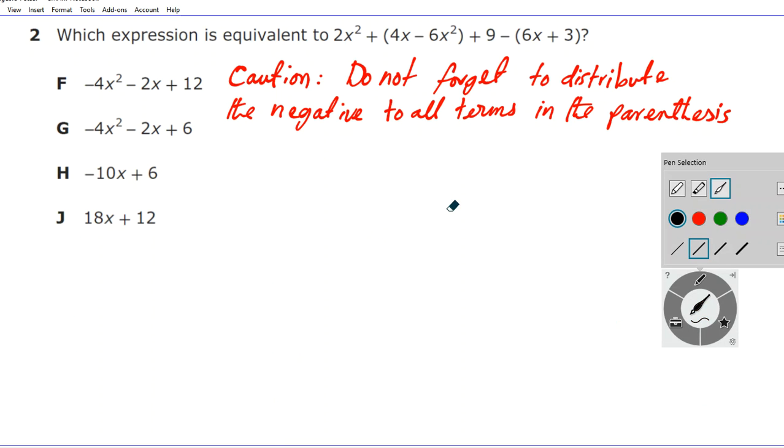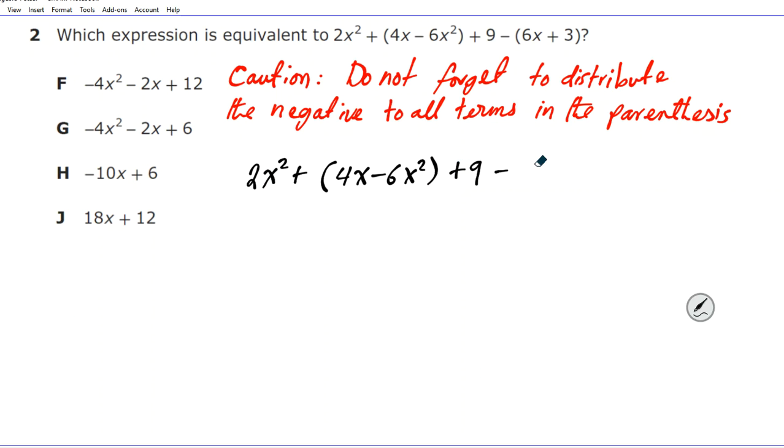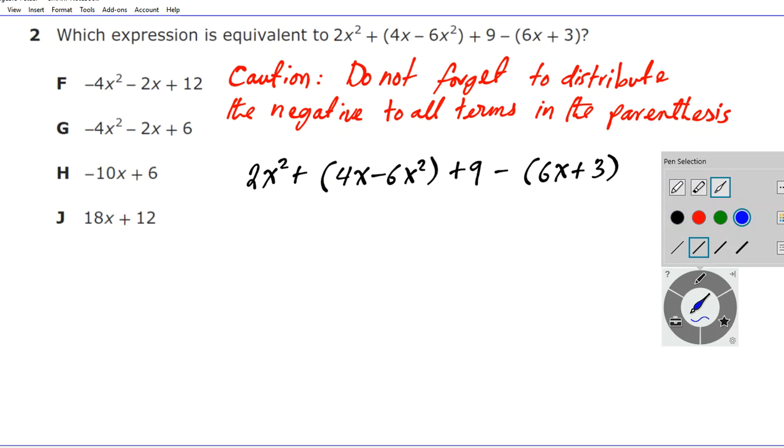We have 2x squared plus the quantity 4x minus 6x squared plus 9 minus 6x plus 3. Now here, imagine that there's an invisible 1. It's a multiplicative identity, so we don't have to write it there. So what we're doing is we're going to distribute this positive 1 to the 4x and 6x squared.